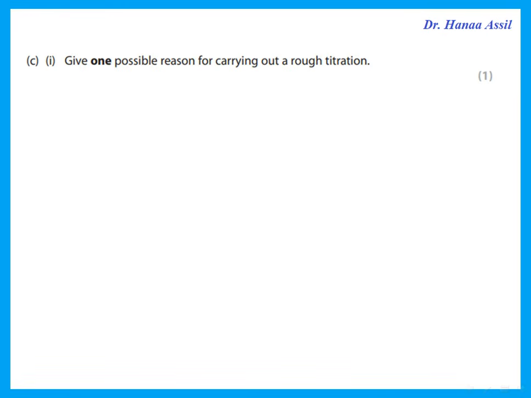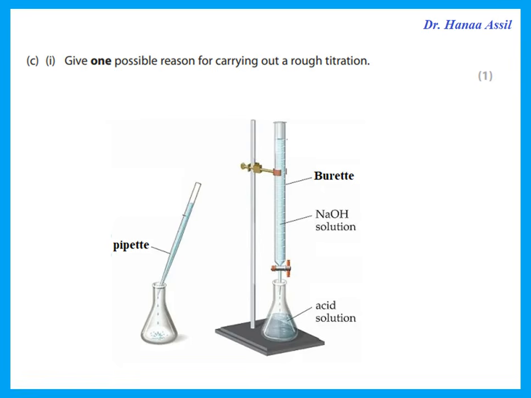Okay. Give one possible reason for carrying out a rough titration. Remember that when we do titration, I have to do a rough titration first. That means I do a titration, but I really don't know where the end point is, so I could easily pass it. So we do a rough titration to determine the approximate end point, and then I know, for example, that I should have a certain volume. Then when I repeat the titration, I can be careful and get it more accurately.